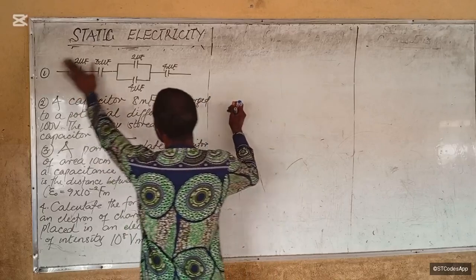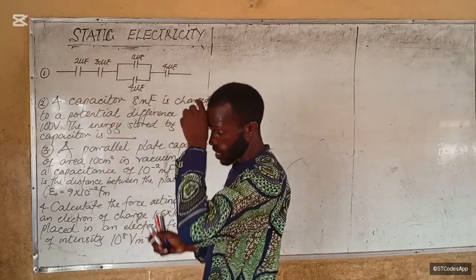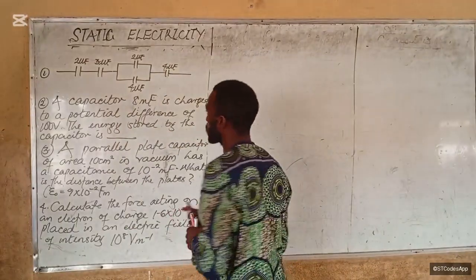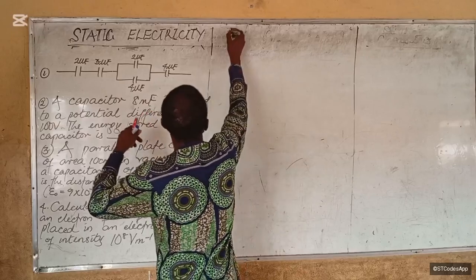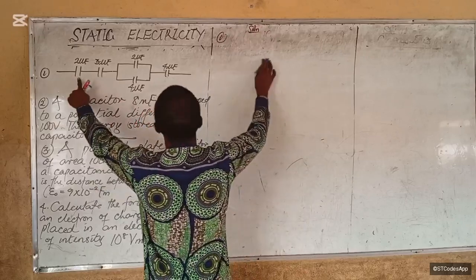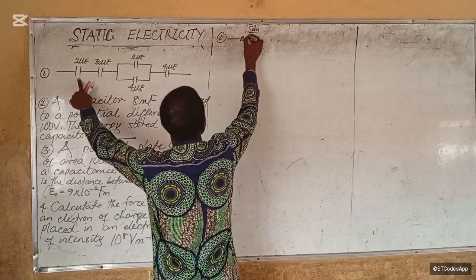We have this circuit arrangement, and we're told to find the equivalent capacitance. So this one is very simple. What you have is this. So you have number 1, so we have the solution. Now, number 1, these are arranged like this. You have the 2 microfarad.